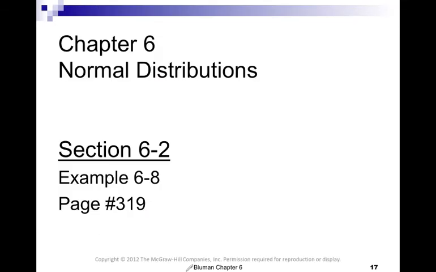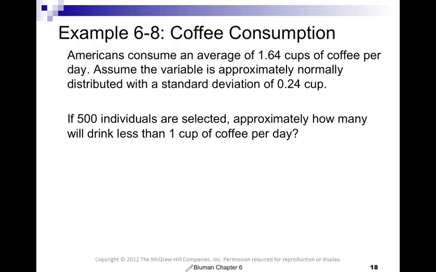This one's on page 319, example 6.8. Coffee consumption. Americans consume an average of 1.64 cups of coffee per day. So if I was to draw this out, I'd draw my normal distribution. My mean is right here, 1.64 cups of coffee a day. Assume the variable is approximately normally distributed, with a standard deviation of 0.24. So this is my sigma right here.